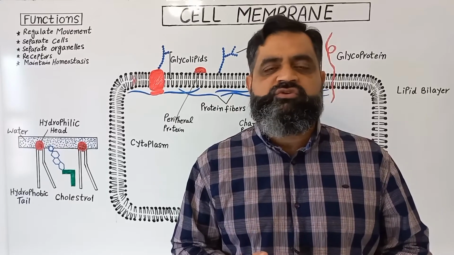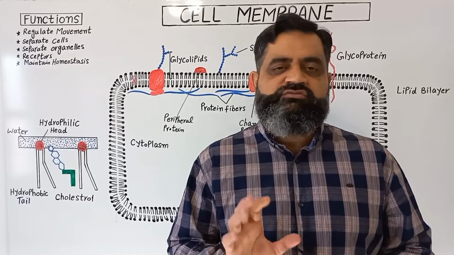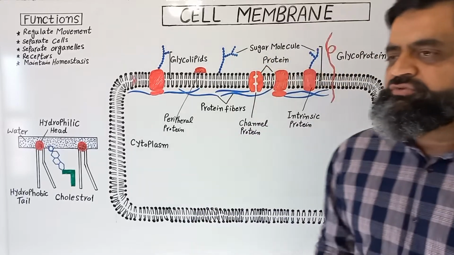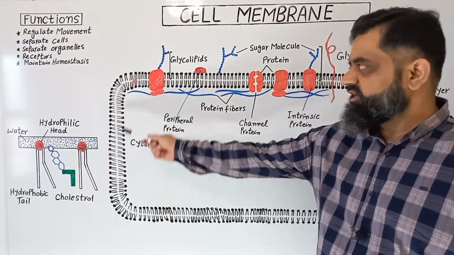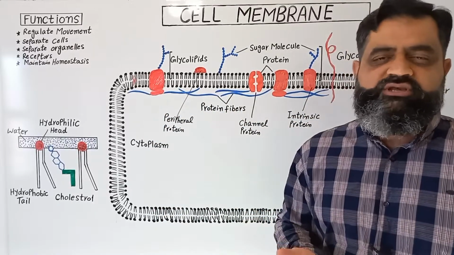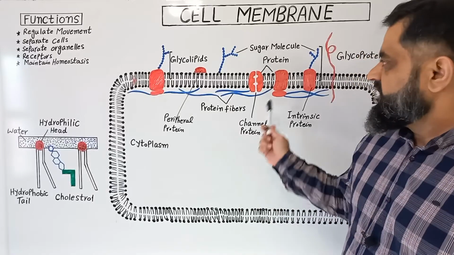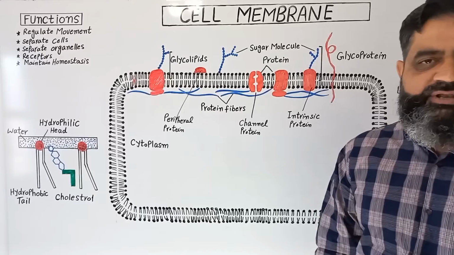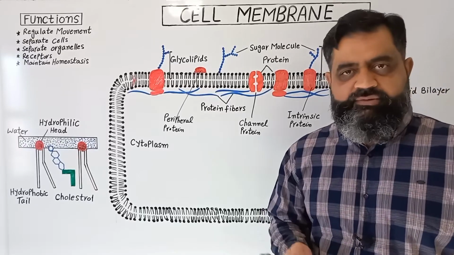So we are going to first of all discuss the structure of the cell membrane in detail. First of all, I already made a diagram for you. So look at this diagram. This is a cell, as you can see right over here. It could be a prokaryotic cell or eukaryotic cell. This is the outermost boundary of a cell, which is known as plasma membrane. We can also refer to it as cell membrane.